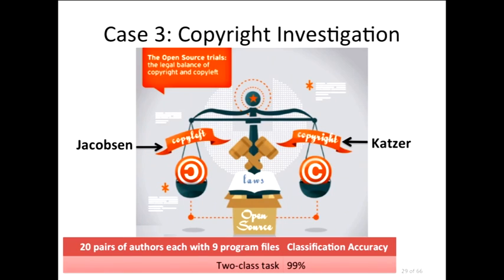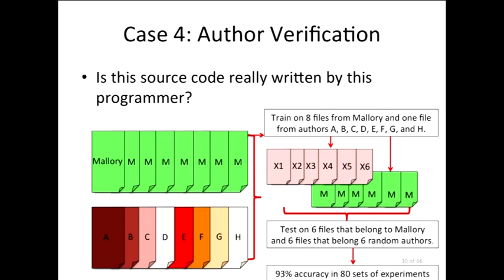And in this case, we had 20 pairs of authors, which means that we had 40 authors, each with 9 files. And we tried to identify their files correctly, and we had 99% accuracy in identifying these. In the fourth case, we will look at author verification.